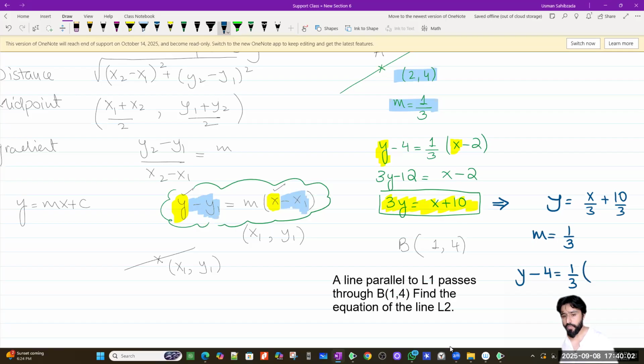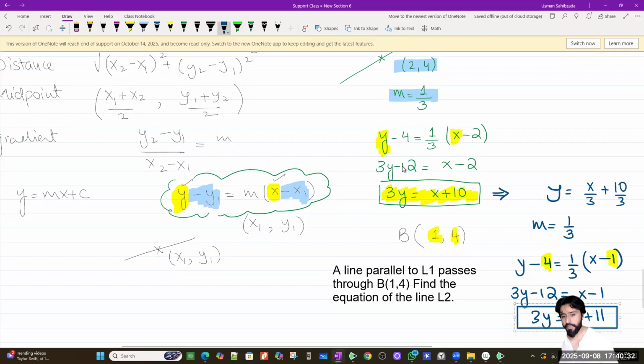y minus y1 equals m, x minus x1. So in place of the y1 and x1, you're plugging in 4 and 1, y1 in place of 4, x1 in place of 1, and you cross multiply, simplify, you get 3y minus 12 equals x minus 1. The minus 12 goes on the other side, becomes plus 12, which makes it a plus 11. So this is your other line, which is parallel to the line L1 and passes through a different point 1 comma 4.